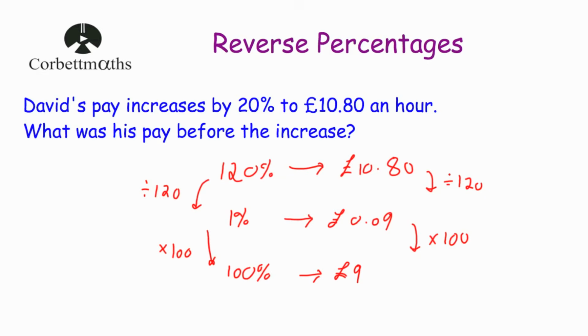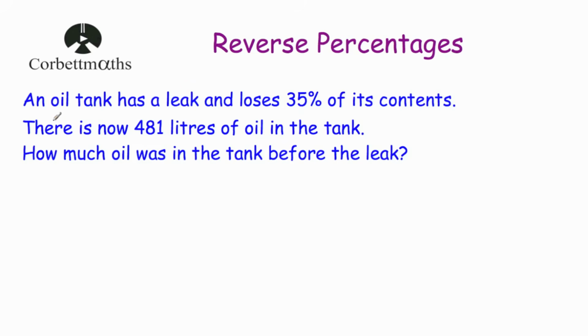Okay, let's have a look at another question. So our next question says, an oil tank has a leak and loses 35% of its contents. There is now 481 litres of oil in the tank. How much oil was in the tank before the leak?